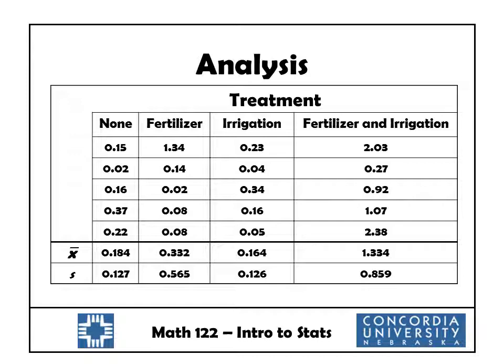That 4th x bar of 1.334 is an estimate of mu4. The fact that that estimate is larger than all the other estimates indicates that maybe mu4 is larger than all the rest. Well, the fact that the corresponding sample standard deviation is so much larger than the rest would make us not as confident that mu4 really is larger than the rest of them.